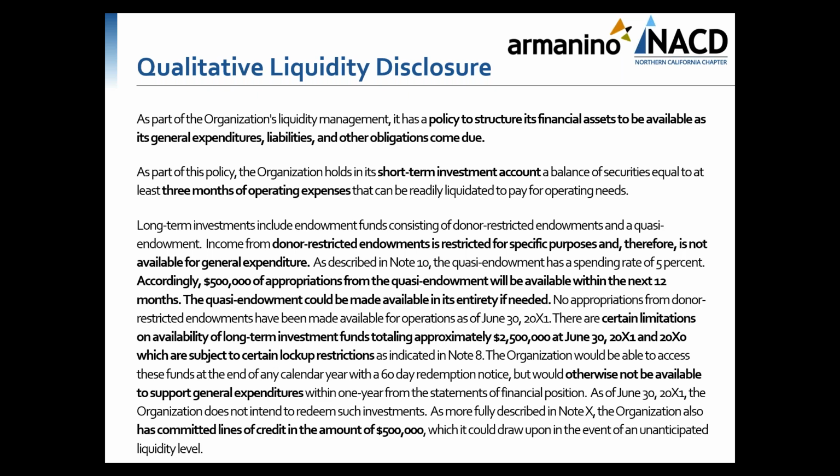Similarly with the long-term investments, this organization is starting out talking about the donor restricted endowment fund. The first thing that they do there is highlight that the piece of it that's related to the corpus is not available. It talks a little bit further and references a specific note that the endowment has a spending rate of 5%. So this organization has made an appropriation from that endowment that's going to be available within the next 12 months. Now, remember, this is a quasi-endowment. The quasi-endowment could be made available in its entirety if needed. So the footnote differentiates between the donor restricted piece and the quasi-endowment piece. That's, again, very important when thinking about what you want to put in your footnotes.